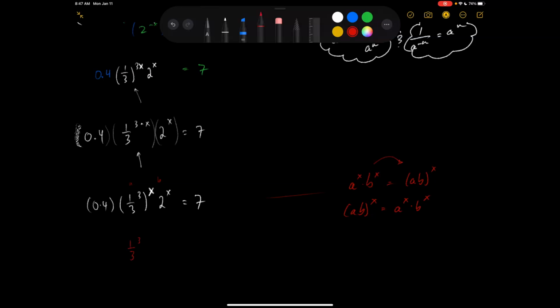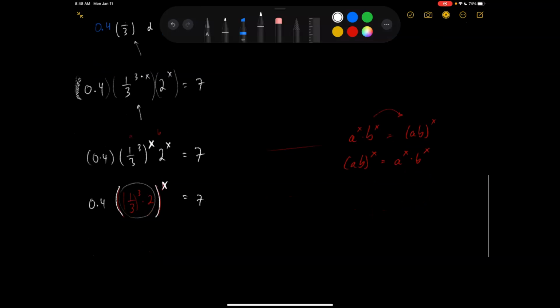1 over 3 to the third power times 2, all to the x. I've still got this 0.4 out here and the 7 in here, right? Because each of these has a power of x, I could rewrite it like that. The reason that I've done that is hopefully a little bit more clear. Even though this is kind of funky in here right now, or not simplified, I still have a times b to the x equals something. That's what I want, because I can use logs to solve this pretty easily.